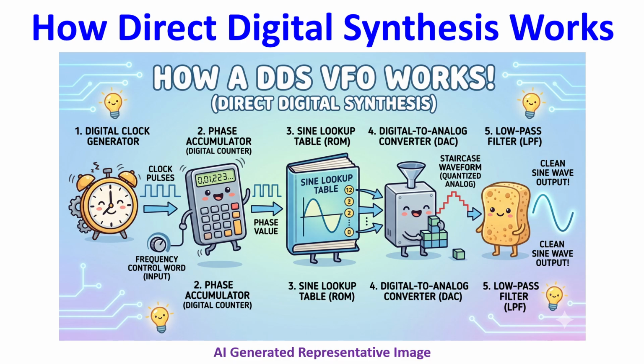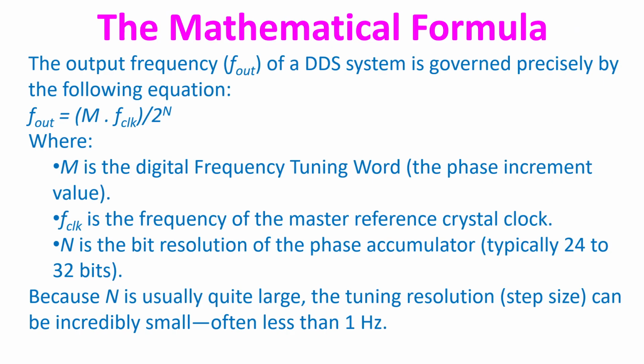Four, low pass filter. The output of the digital to analog converter contains high frequency sampling artifacts and imaging products, aliasing. A reconstruction low pass filter smooths out the staircase steps, leaving a clean analog sine wave at the desired frequency. Now a little bit of maths for those who are technically minded.